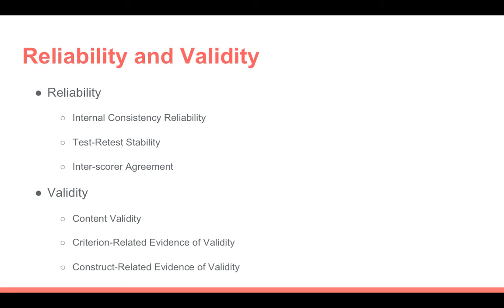The examiner's manual also includes a good bit of information about test reliability and validity. Test reliability refers to how consistent test scores are across different times, environments, and testing circumstances. When looking at the reliability of the BDI-2, we can look at its internal consistency reliability, its test-retest stability, and its inter-score agreement. The manual provides information about all 3 of these areas.